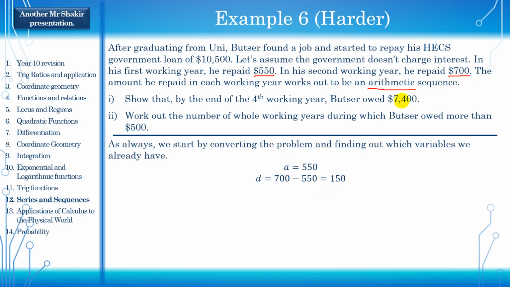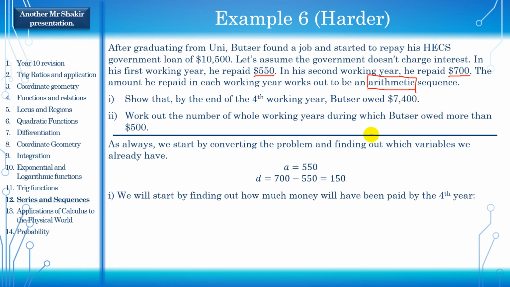Before we know what the question is going to be about, right? It's an arithmetic sequence. In an arithmetic sequence, you need to know A, you need to know D. So let's do it before we even look at the question. We found out A and D. Alright, now, show that by the end of the fourth working year, Butser owed $7,400. Now let's start by finding out how much money he will have been paid by the 4th year.